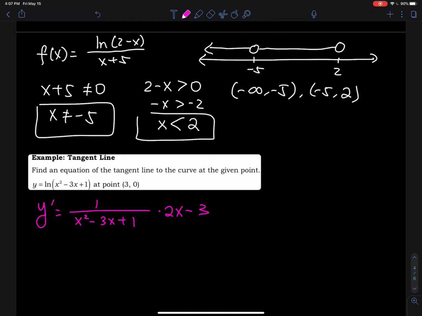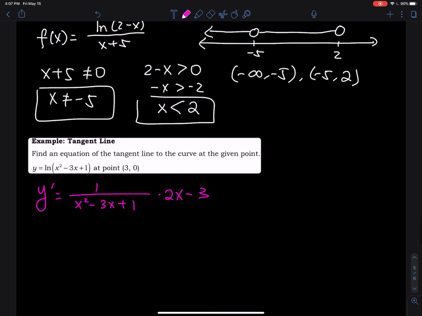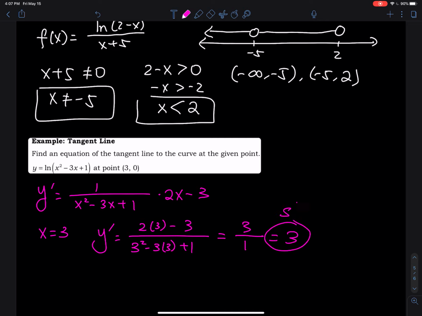If you are looking for a specific point, 3 comma 0, then x is equal to 3. Then the slope is equal to 2 times 3 minus 3 divided by 3 squared minus 3 times 3 plus 1, that is equal to 6 minus 3 divided by 1, so the slope is equal to 3. This is the slope of the tangent line. At that point, 3 comma 0, the slope of the curve is equal to 3.